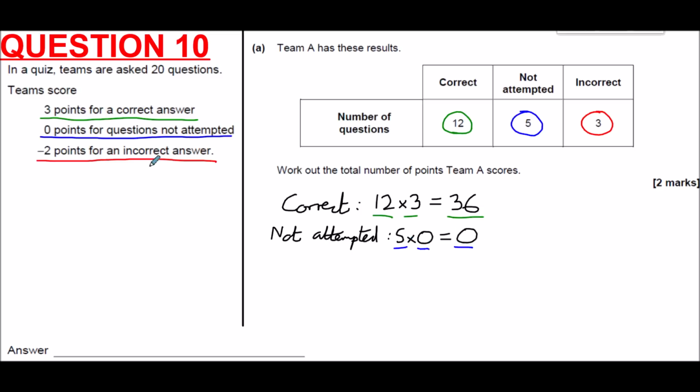And finally, 2 points for an incorrect answer. We can work out how many points are taken away. For the incorrect answers, they gave 3 which were incorrect. So 3 times minus 2 is what we need to work out. 3 times 2 would be 6. So 3 times minus 2 would be minus 6.